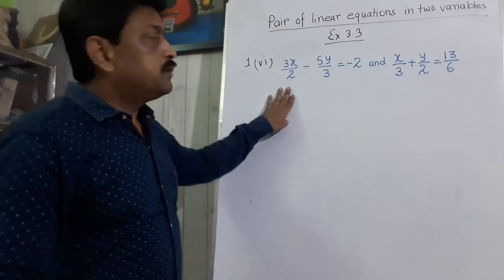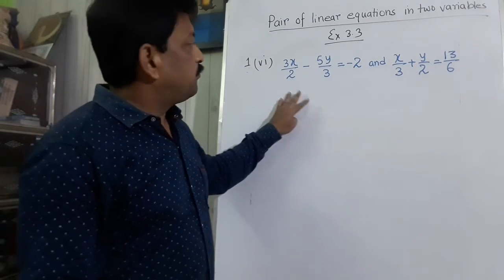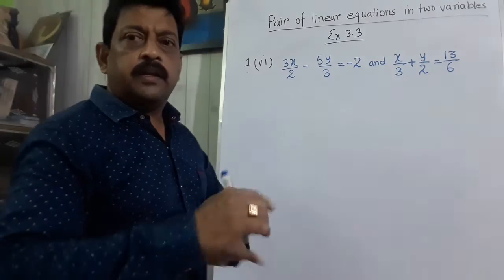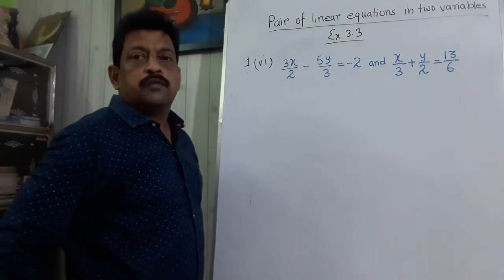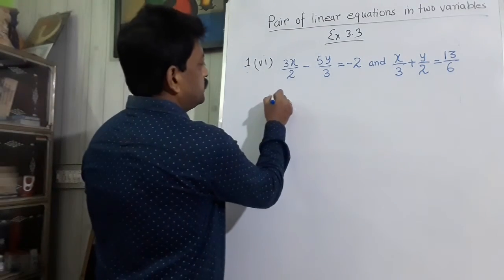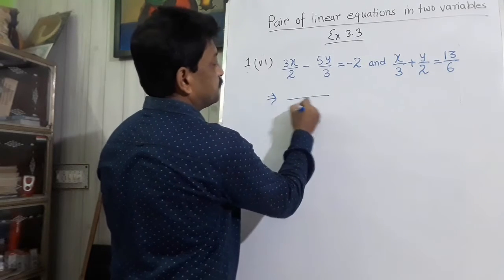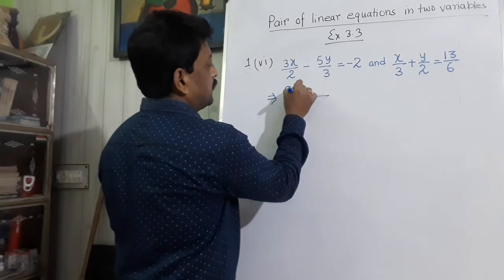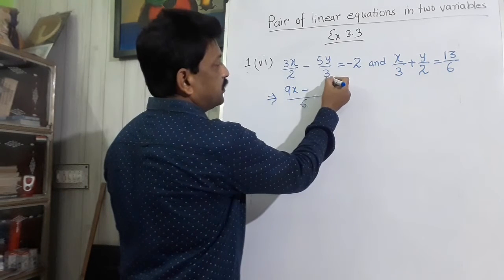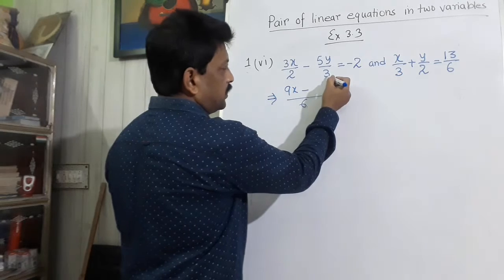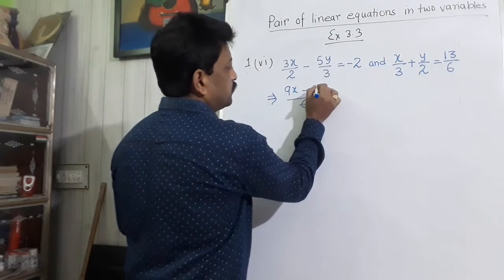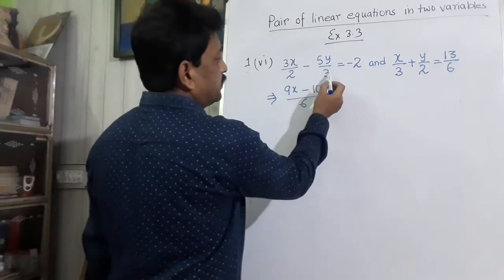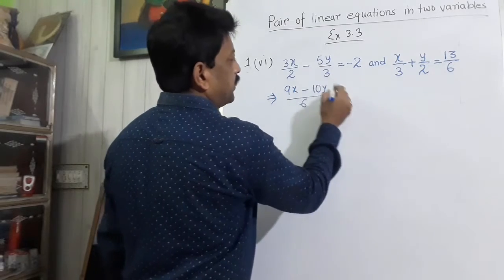First, let us remove the fraction form of this linear equation, both the equations. Since they are in the form of fraction, let us remove this by using the LCM method. So the LCM of 2 and 3 is 6. 6 divided by 2 is 3. 3 3s are 9, so 9x minus. 6 divided by 3 is 2. 2 5s are 10, so 10y equals minus 2.